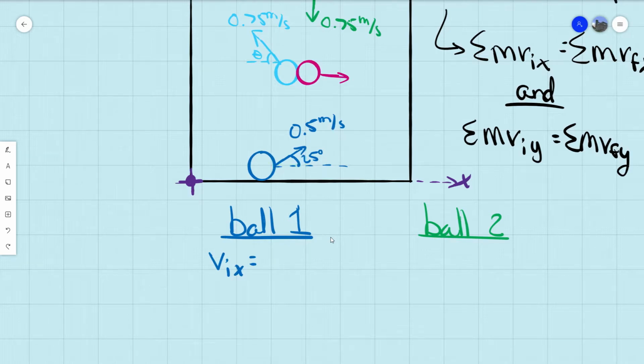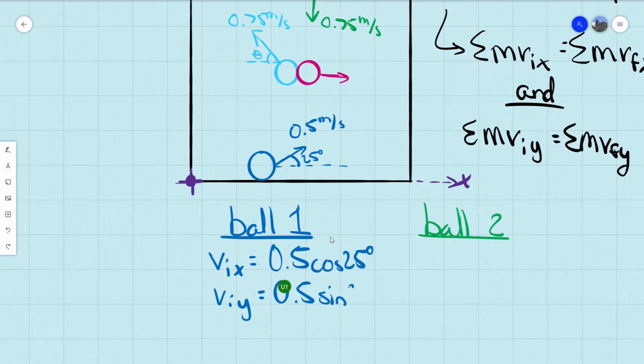The x component for our first ball initially is 0.5 times the cosine of 25 degrees. And that I got from SOHCAHTOA, where the side of the right triangle that we're trying to find is adjacent to the known angle, so I used cosine, times the hypotenuse, which is 0.5. Our initial velocity in the y direction is 0.5 times the sine of 25 degrees for the same similar logic. The side that we're looking for is opposite to the known angle, so we use sine.